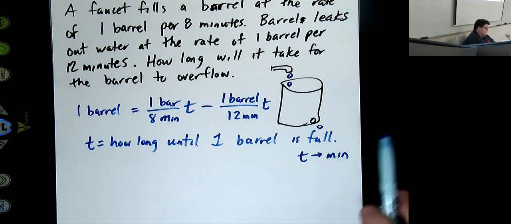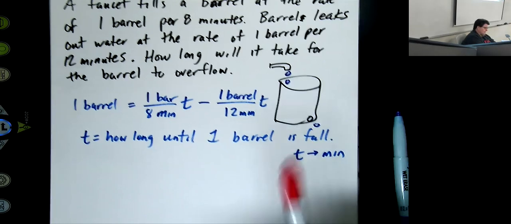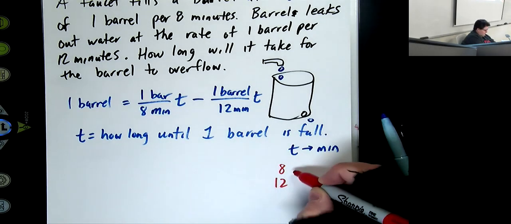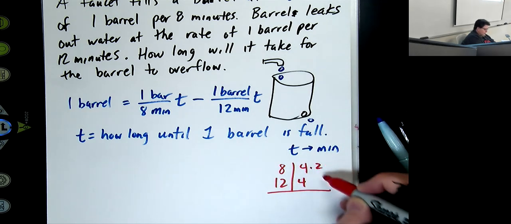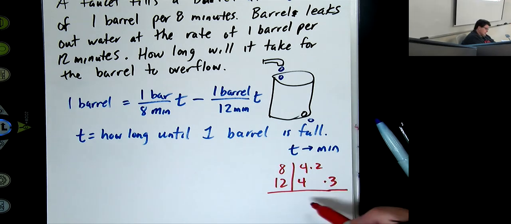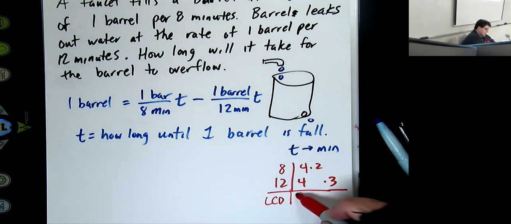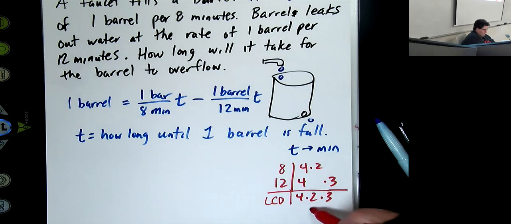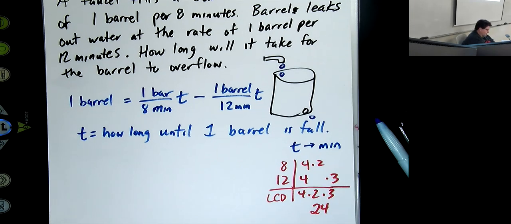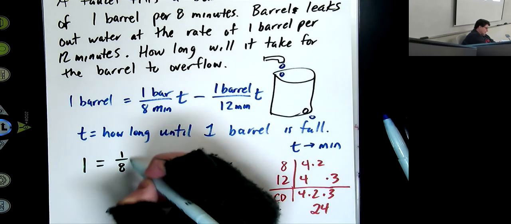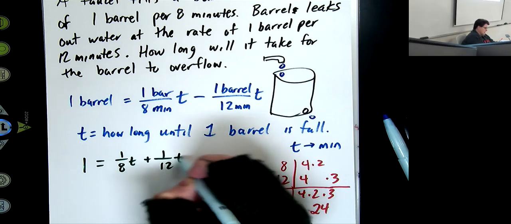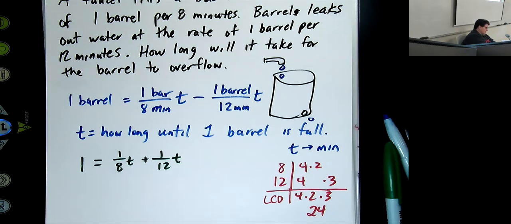I guess we can solve it real quick. Common denominator for 8 and 12. I'm gonna shortcut that: 4 times 2 and 4 times 3. It's 24. If I rewrite that problem without all those words in it, I got 1 equals 1/8 T minus 1/12 T. And I multiply that by 24.